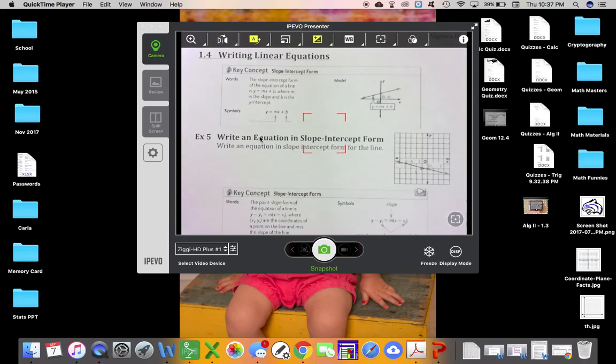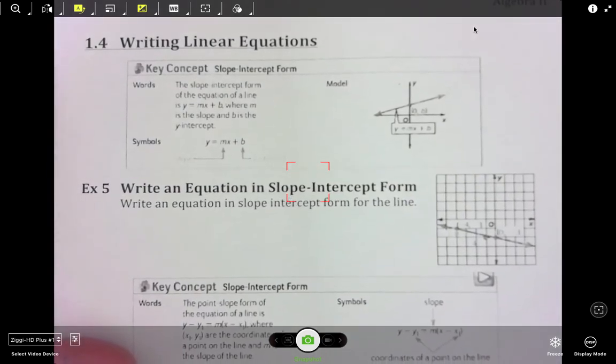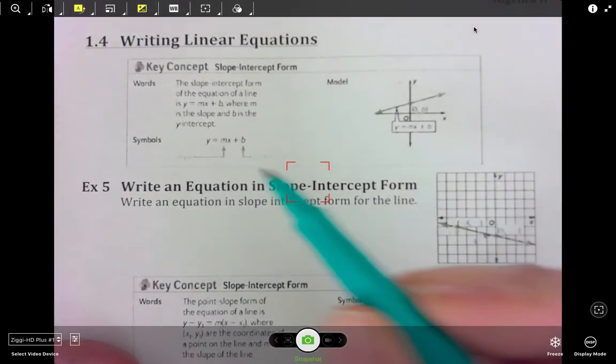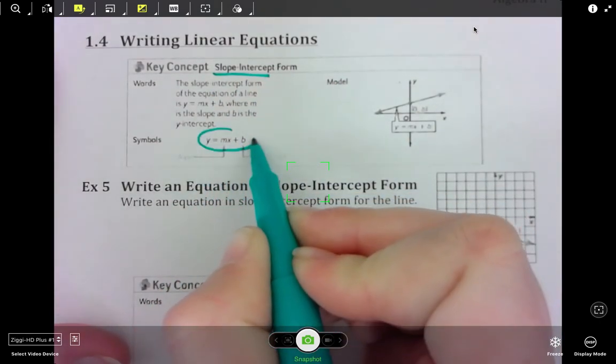All right, this is section 1.4 for Algebra 2, writing linear equations. This should be another section that you probably have already talked about in Algebra 1 before, but they have you review it again because it's really important. The first thing that they talk about is slope-intercept form, and you've probably heard the equation y equals mx plus b before.